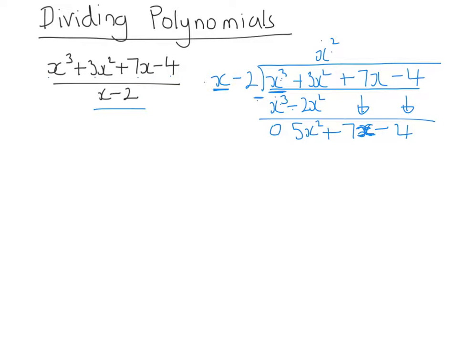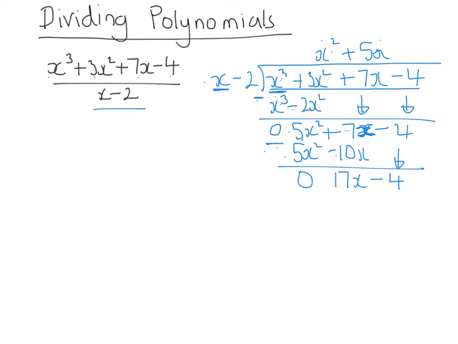Now, how many times does x go into 5x squared? 5x times. 5x times x is 5x squared, and 5x times minus 2 is minus 10x. Now if we take these away from one another, 5x squared take away 5x squared is 0, and 7x take away negative 10x. Take away a negative is a positive, so 7x plus 10x is 17x. And this minus 4 will just come down.